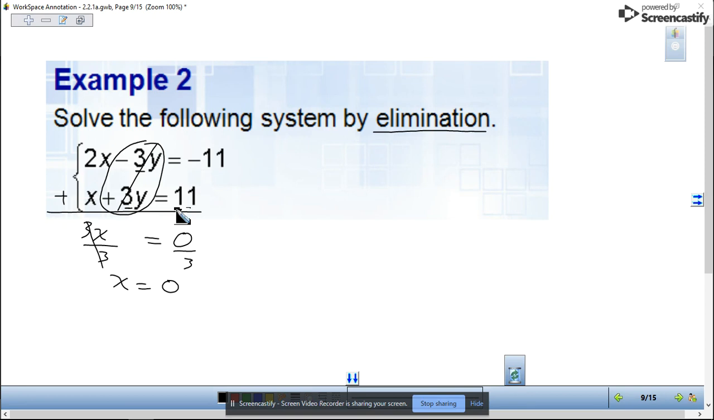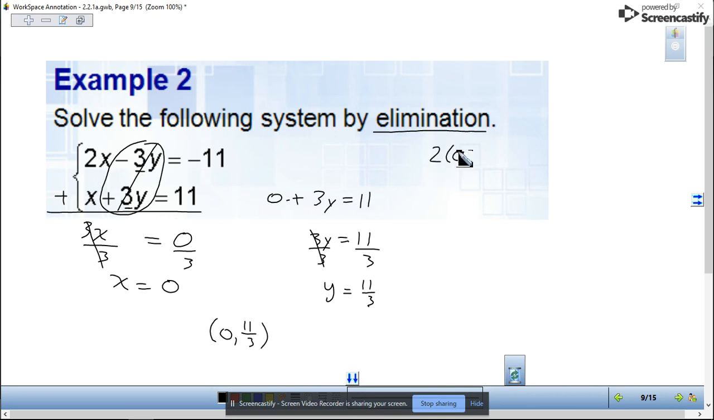So when I plug that back in, I'm going to go 0 plus 3y equals 11. Well, that's nothing, right? So that's not even necessary. So I have 3y equals 11. Divide by 3, and we get y equals 11 thirds. Okay? There we go. Now, that means that's my solution. That's what I got. That means that this statement right here should work for both of them. 0, 11 thirds. I'm going to check that.